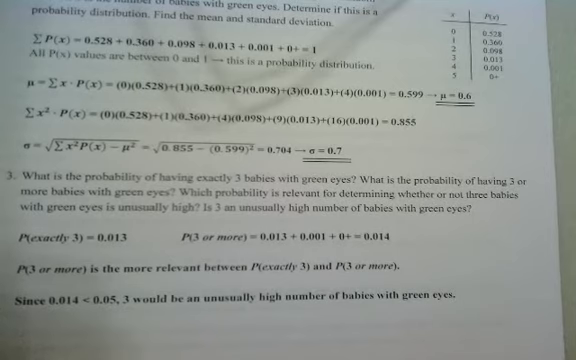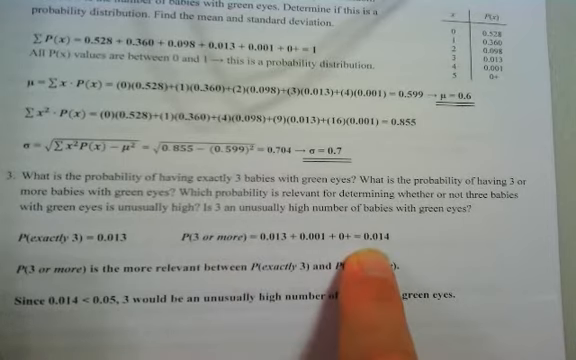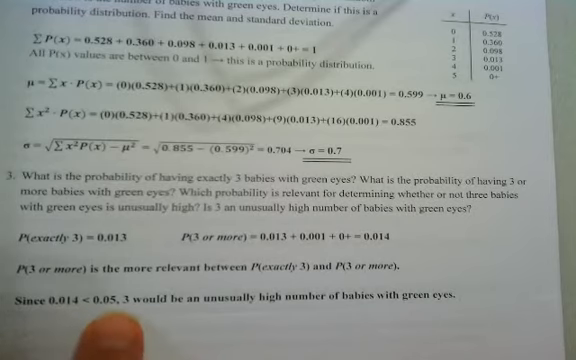And the answer is yes, it would be unusual because 0.014, which is what we got when we added up the 3 and the 4, 0.014, that's less than the 5%. That's 1%, that's 5%. So 3 would be an unusually high number of babies born with green eyes.